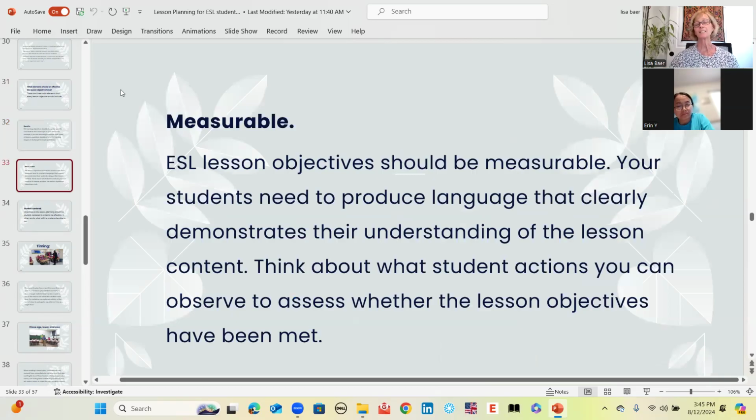And measurable. Now that's not necessarily as obvious, but ESL lesson objectives should be measurable. Your students need to produce language that clearly demonstrates their understanding of the lesson content. Think about student actions you can observe to assess whether the lesson objectives have been met.